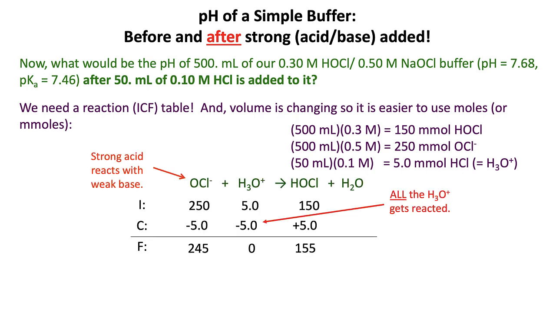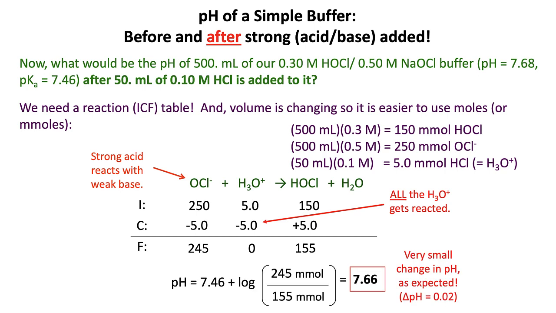Set up the following table. This is the reaction that occurs. This is the weak base buffer component combining with strong acid H3O+, and we see that we're going to digest 5 millimoles of each. This is going to bring our final composition to 245 millimoles of OCl- and 155 millimoles of HOCl, and that's our final composition of the solution.